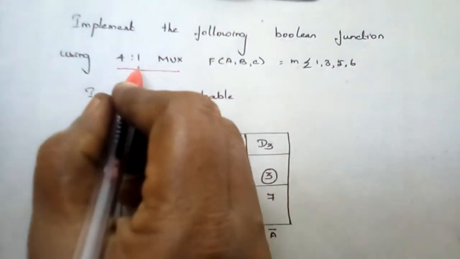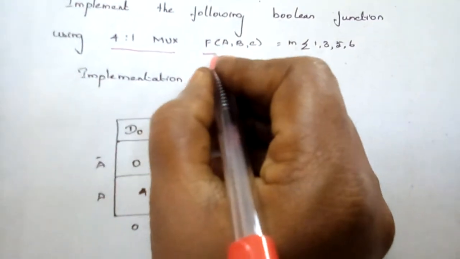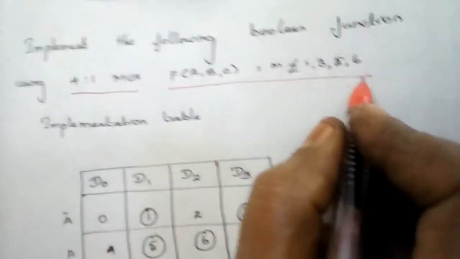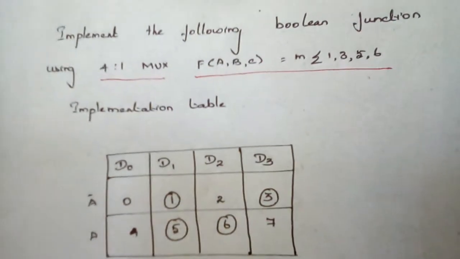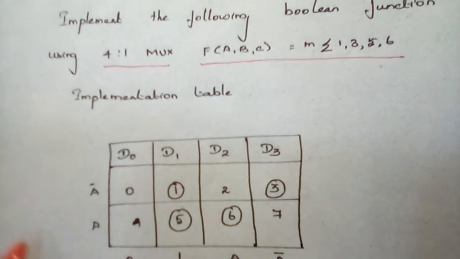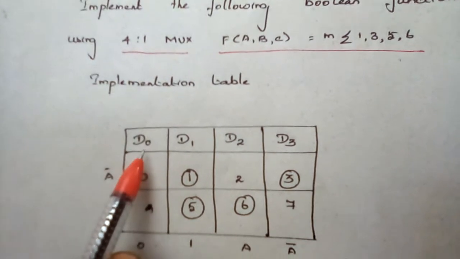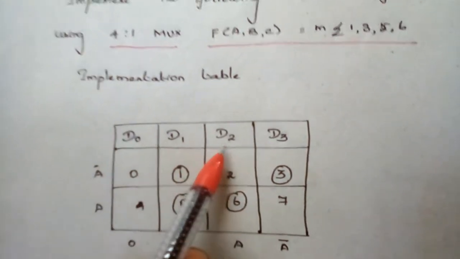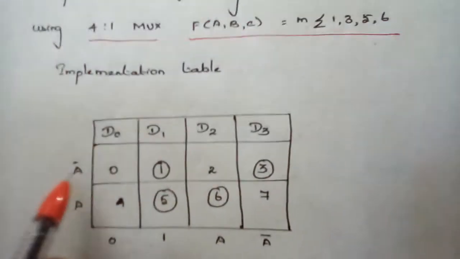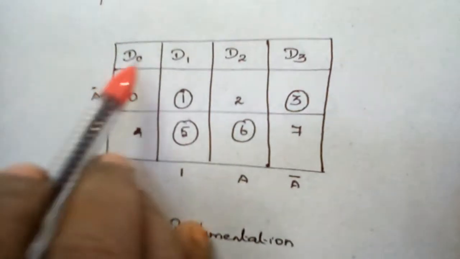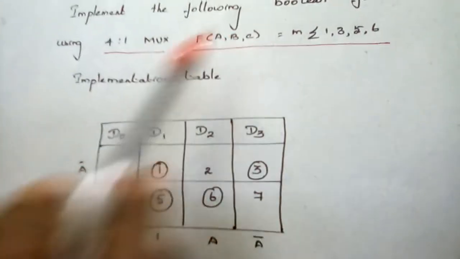It has 4 inputs and 1 output, and the function given to us is f(a, b, c) = Σm(1, 3, 5, 6), that means the minterms 1, 3, 5, 6. Initially we need to form the implementation table. Since we have 4 inputs, I am taking the inputs as D0, D1, D2 and D3, and I'm considering A bar and A.